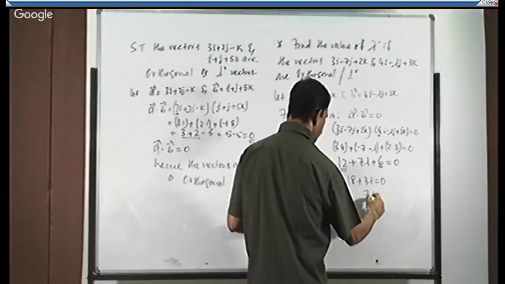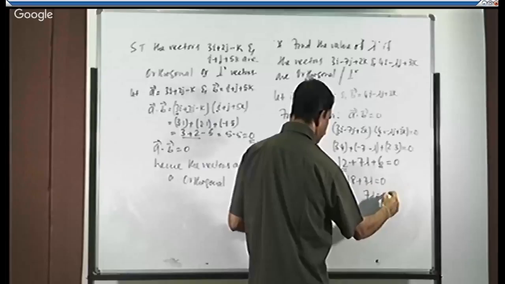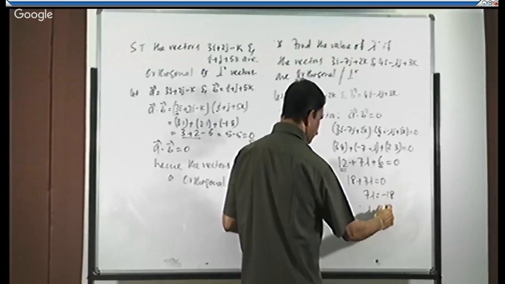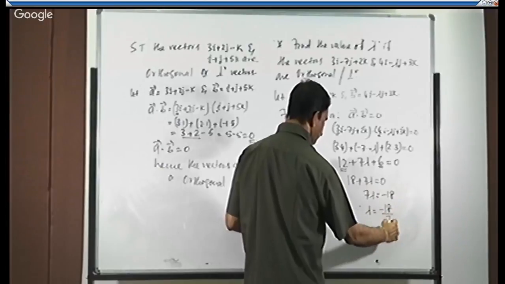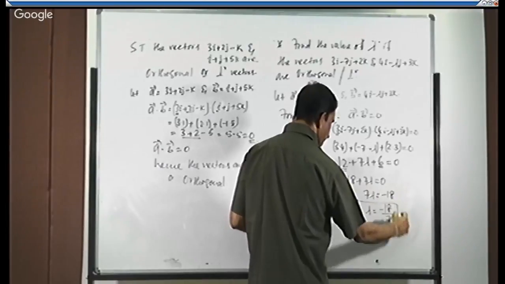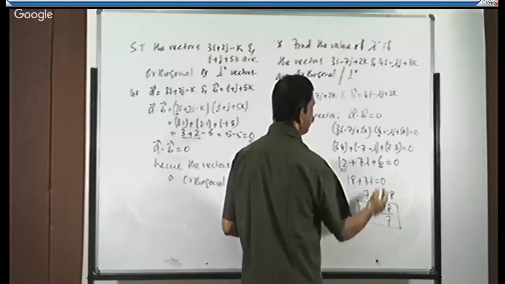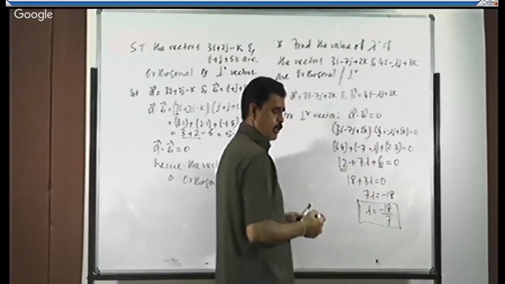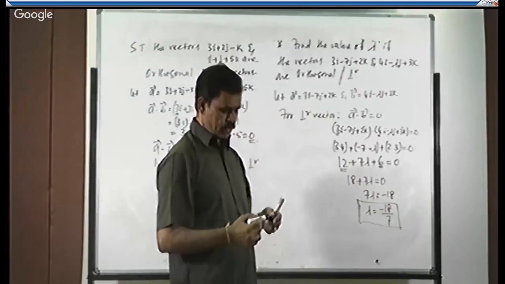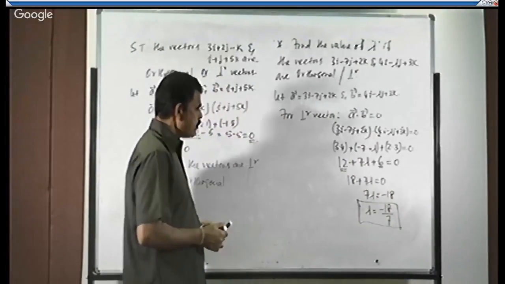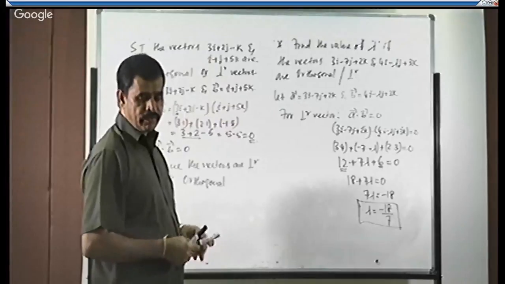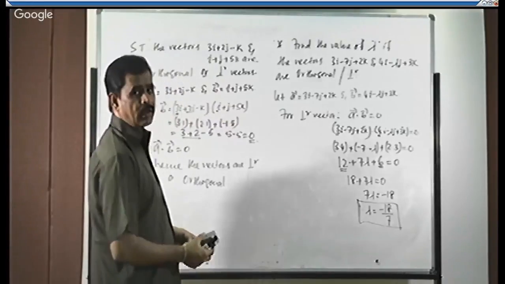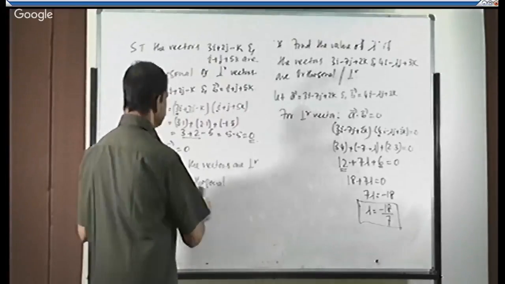With this, you can get lambda. So 7 lambda is equal to what? Minus 18. Hence, lambda is minus 18 divided by 7. By considering this lambda value in the given vectors, if you do the dot product, definitely you will get 0. So this is the way in which we can get the unknown values if they mention that the vectors are orthogonal or perpendicular.